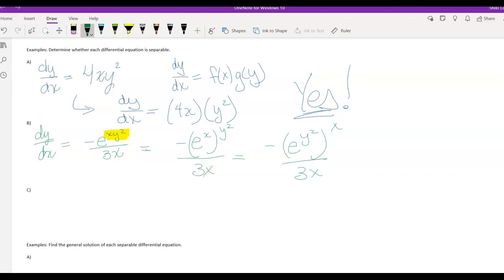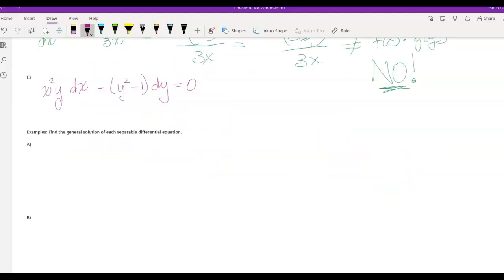But it doesn't look to me like we are going to be able to separate those, the y squared and the x. We are not going to be able to write this as just some function of x times some other function of y. We really are not ever going to be able to separate those two pieces into separate factors. So the second one here is not separable. We would have to learn a different way to solve this one.